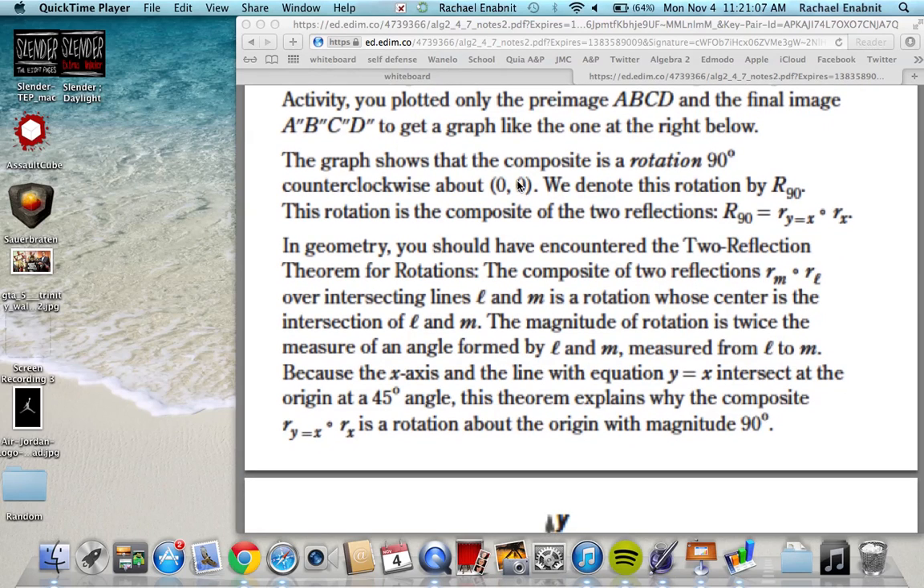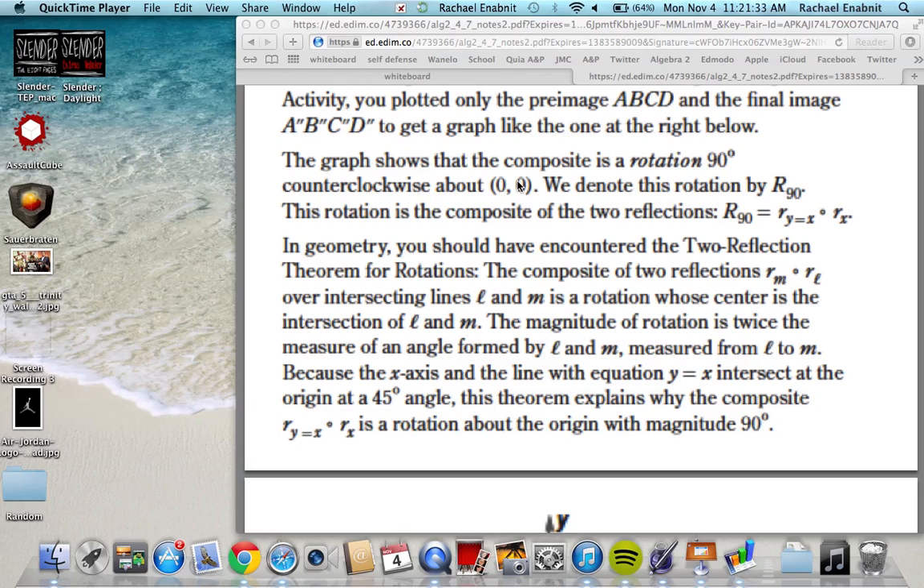And then in geometry, you should have encountered the Two Reflection Theorem for Rotations. The composite of two reflections, Rm following Rl, over intersecting lines l and m is a rotation whose center is the intersection of l and m. The magnitude of rotation is twice the measure of an angle formed by l and m, measured from l to m.